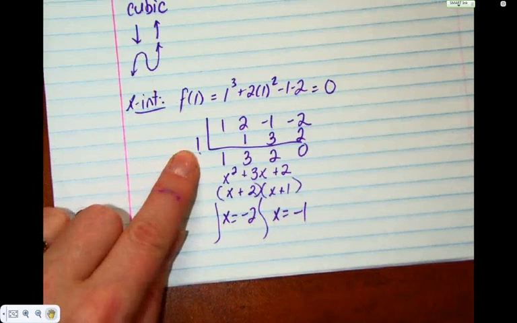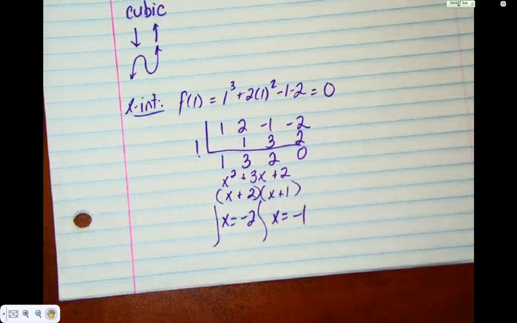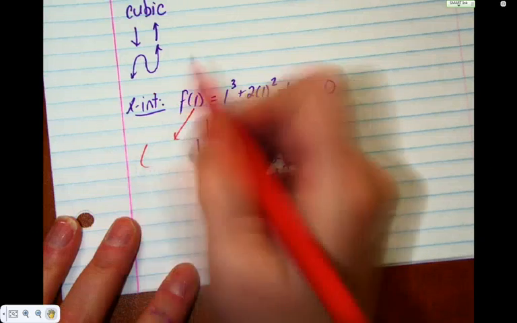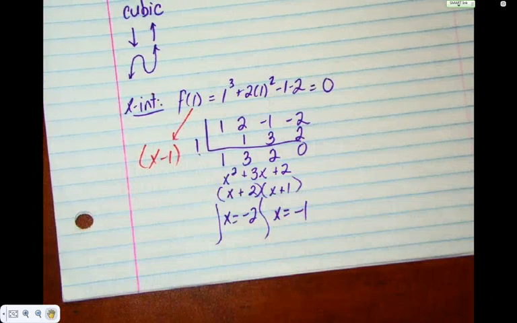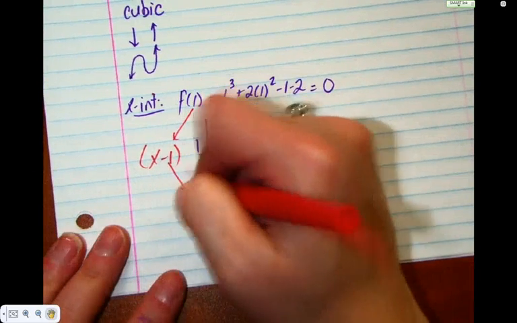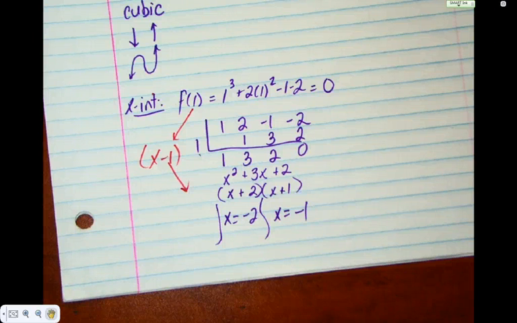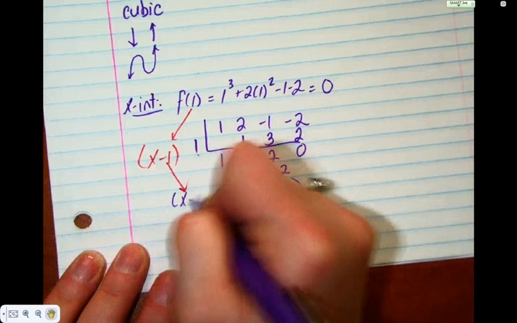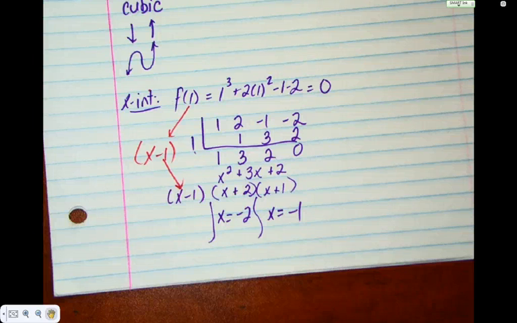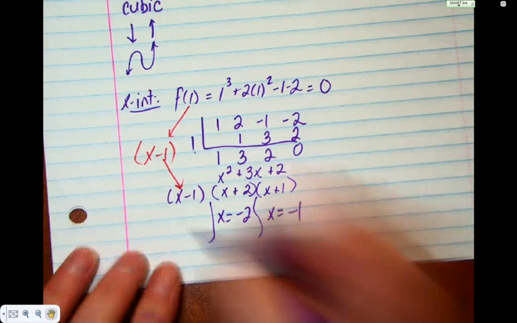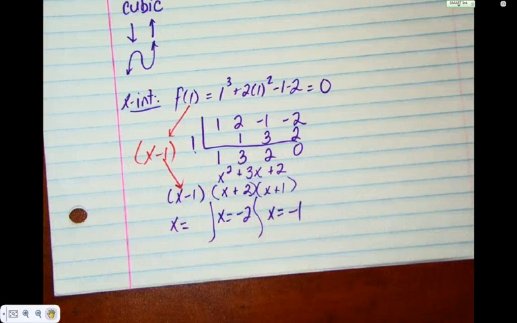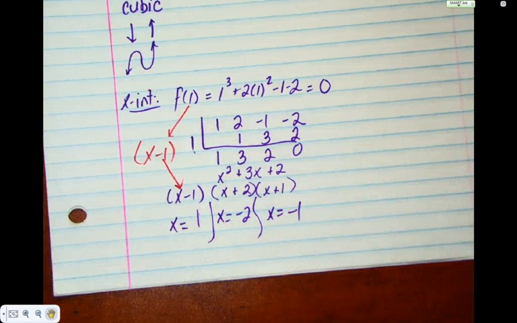What about this guy way up here? That's why I like to write in this step, write the factor, because it's easy to forget about him. That's why I like to put it in red and put it really loud and big so that you don't forget when you come down to here. And so our third x-intercept is 1.